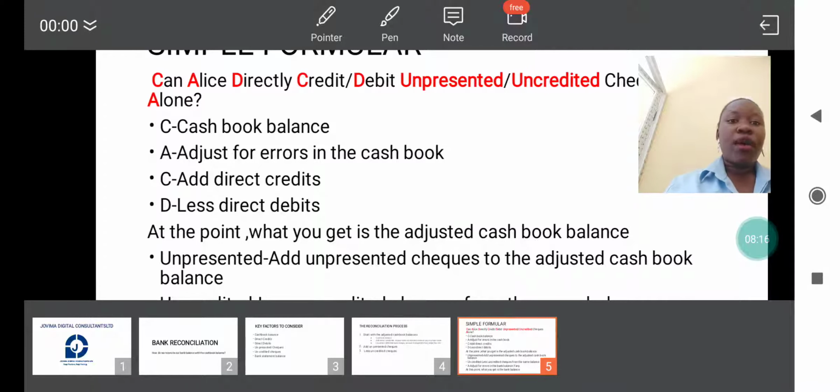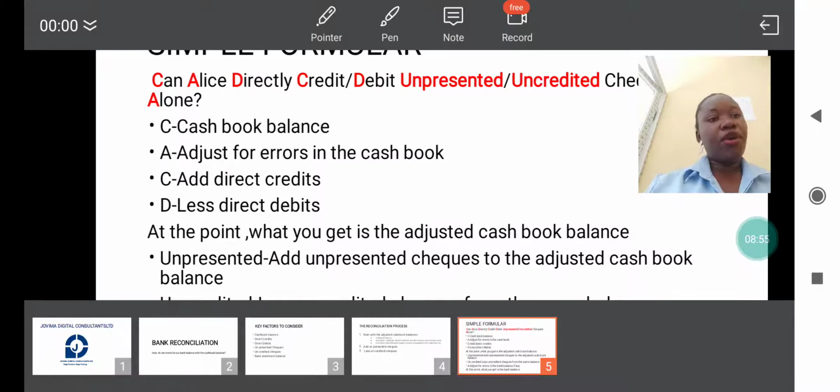Then you see where we say direct credits. Add all these direct credits, all money received in the bank in terms of interest, commission, all that. Then you remove direct debits in case of transactions like bank charges, tax, and account management fees. All that, remove it. At that point, what we will have is what we call an adjusted cash book balance. Then go ahead to add the unrepresented checks and remove uncredited checks. What we will have at that point is what we call the bank balance.